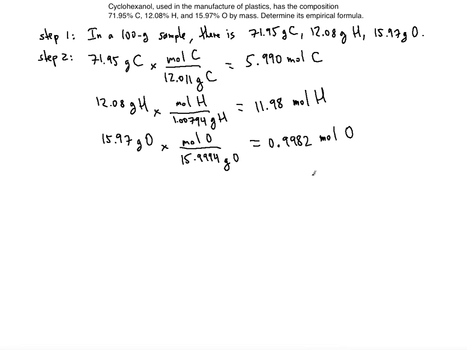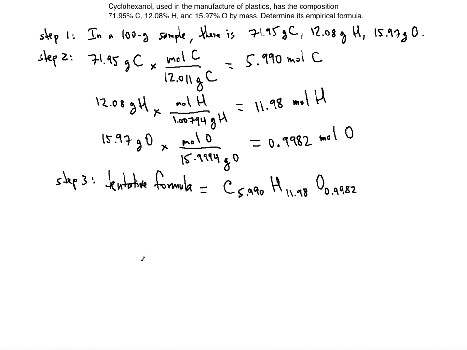Okay, so now that you got this, the next step is to understand that we're going to use these numbers as subscripts. So the tentative formula is going to be carbon with this subscript that we got, hydrogen with this subscript, and oxygen.